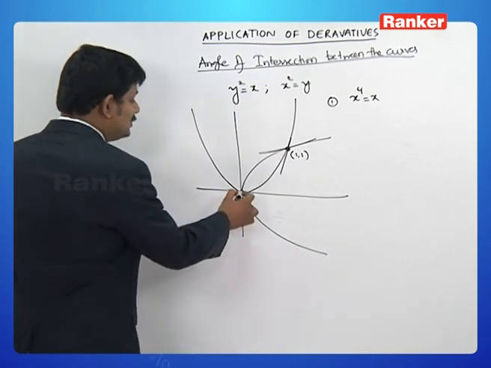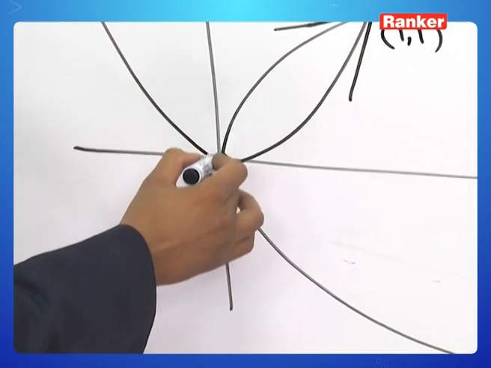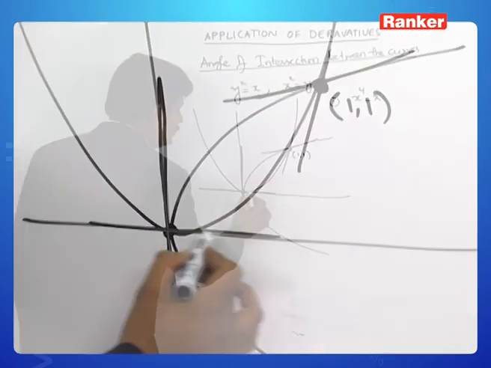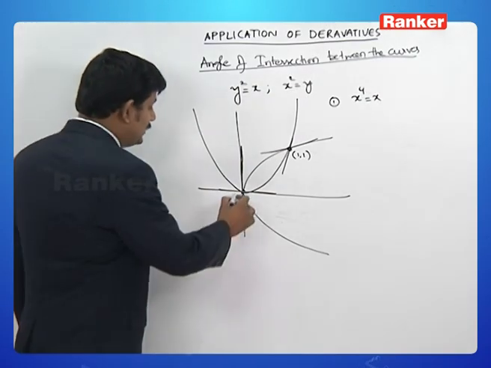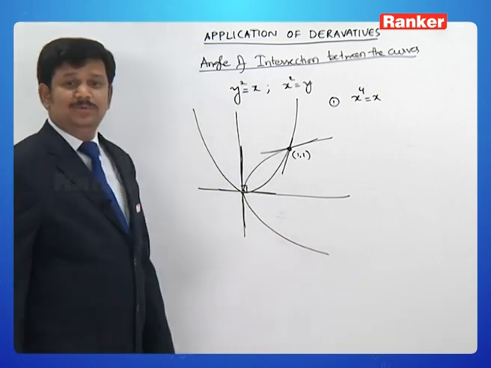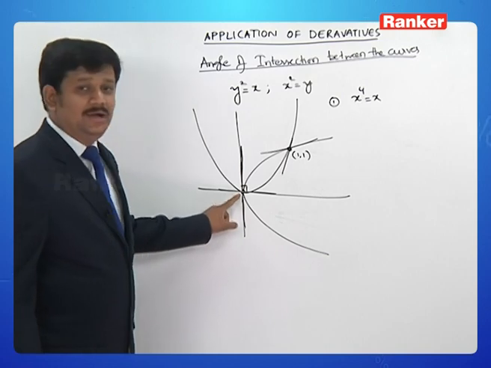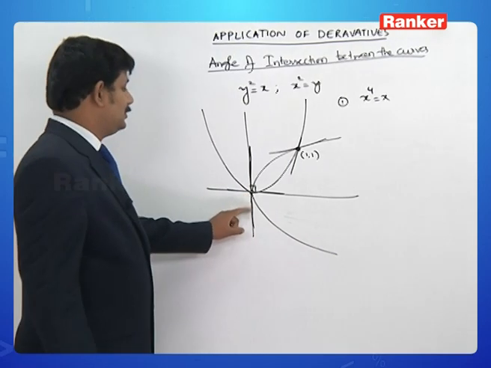At the point 0 comma 0, the tangent to y square is equal to x is the y axis, and the tangent to x square is equal to y is the x axis. These two tangents are perpendicular. The angle between the curves at this point is 90 degrees. Such an intersection we call an orthogonal intersection. We will come back to it.